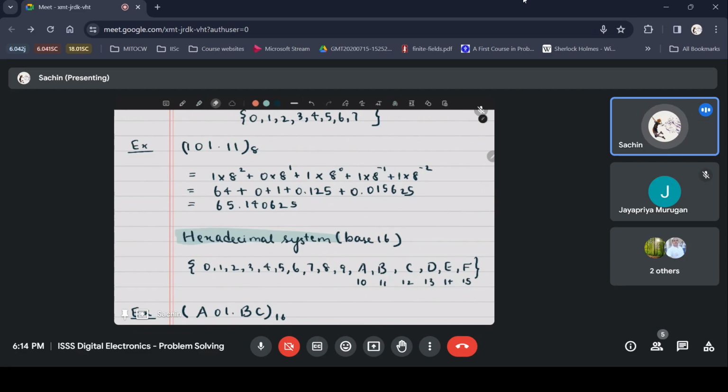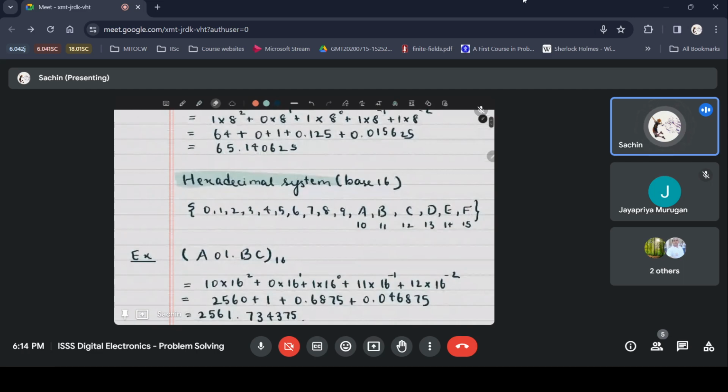Similarly, in hexadecimal system, we have 16 different symbols. 0 to 9 we borrow from the decimal system. From 10 to 15 we use alphabets. This is common practice for any number system where the number of digits exceeds 10. So if you need a digit more than 9, then you use letters of the alphabet.